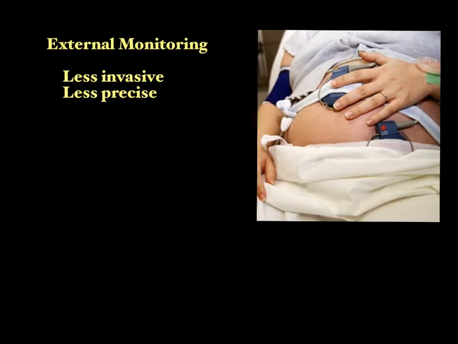The scalp electrode goes into the baby's head, just as the name suggests, and the internal uterine pressure catheter goes into the uterus to measure the pressure. So we'll see external monitoring much more frequently, but in cases where we need to be really precise, you will see the use of internal monitors. And as I said, the downside with the external monitoring is that it is less precise. It's easier to pick up a maternal heart rate signal, and you can get some signal ambiguity.